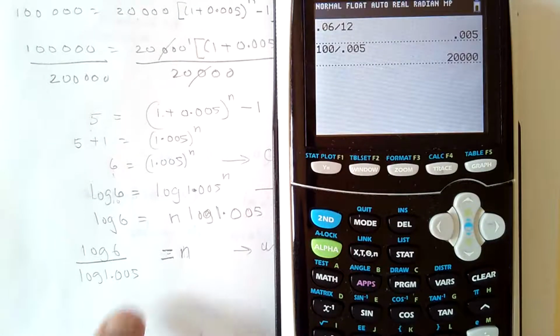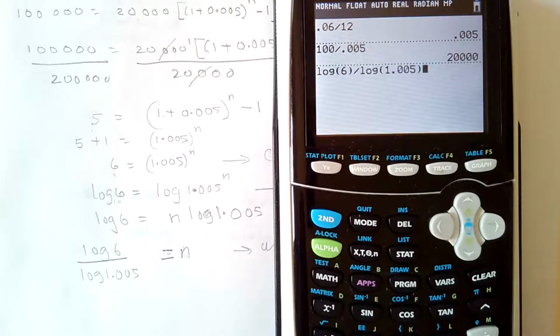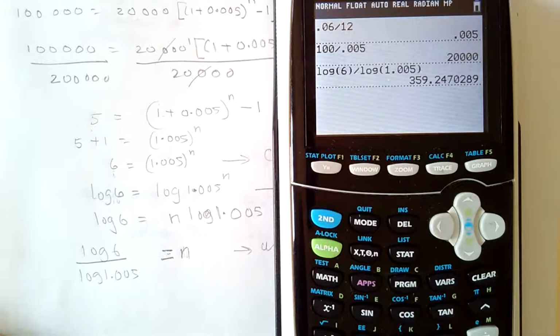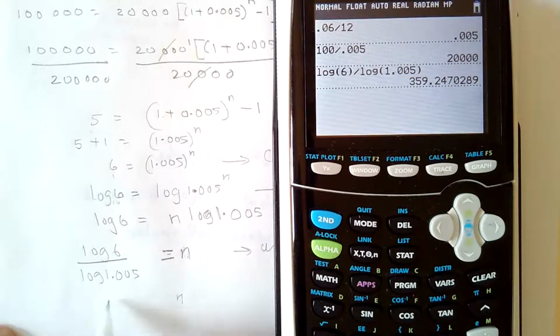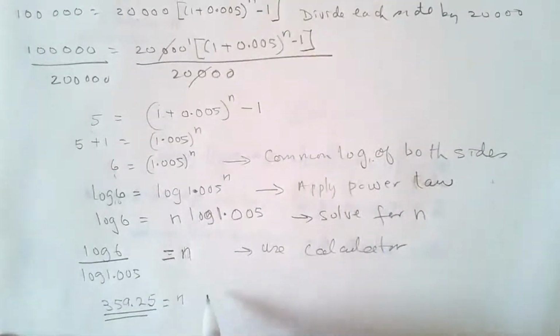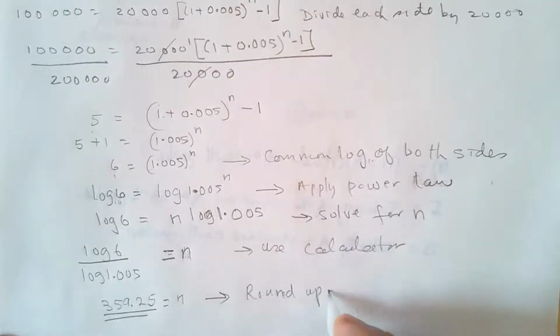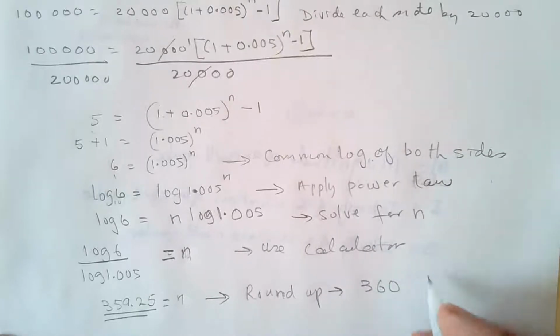So now we have log 6 divided by log 1.005. That gives 359, so n is 359.25. So we'll round up. So we'll need 360 investments.